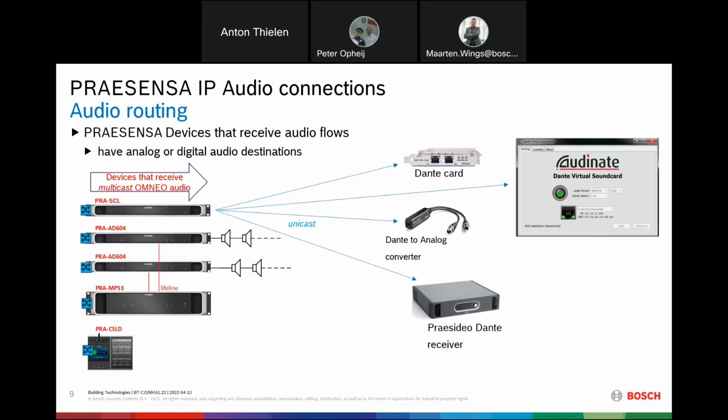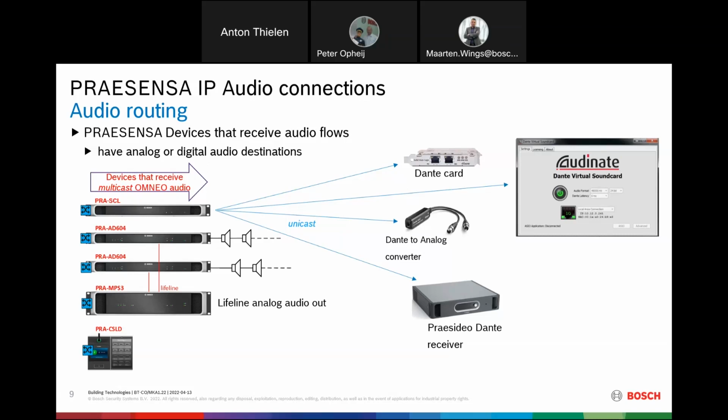And we have that Presidio Dante receiver, which is also a transmitter and a receiver inside. So that means it can both receive and transmit these channels. So it's then I/O, both bidirectional for the system controller to get audio in or out of the PRAESENSA system. The amplifiers, I think that's pretty obvious. So they just receive the Omnio audio from the network and play it out on their loudspeaker lines, which are connected to the amplifiers.